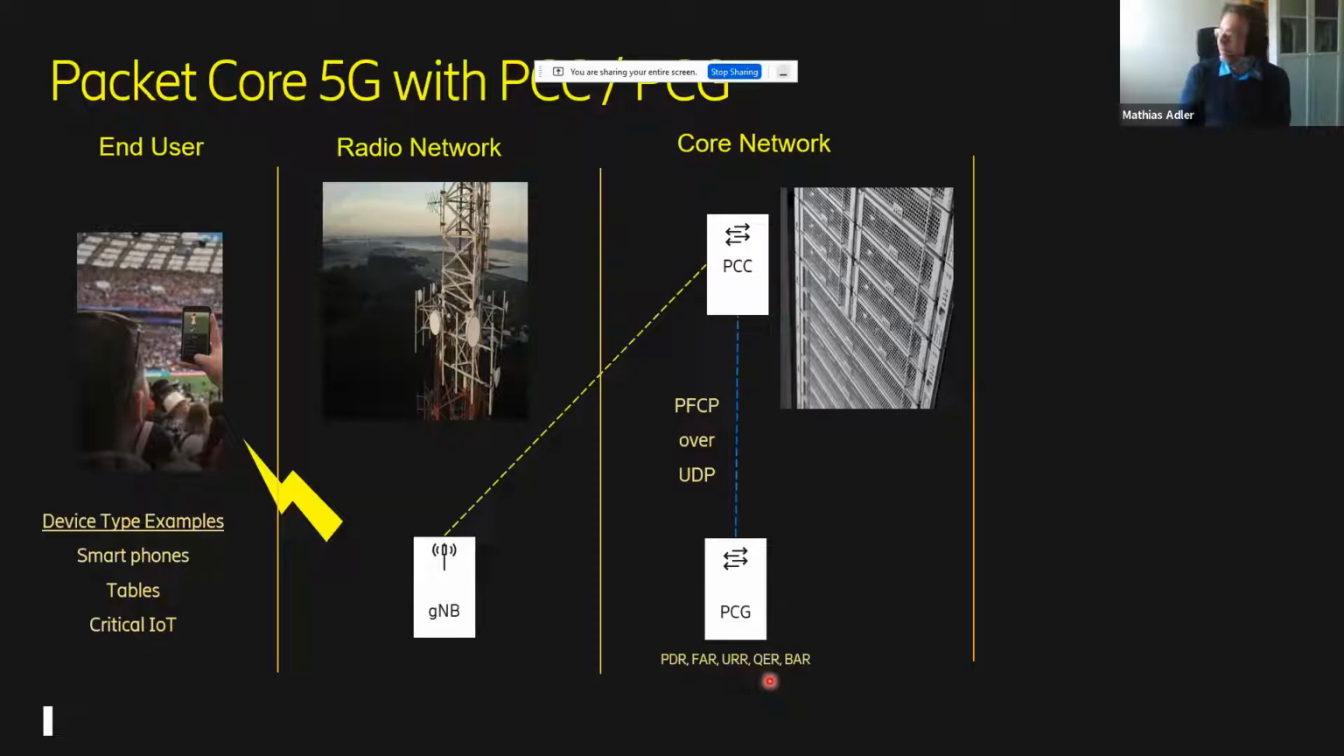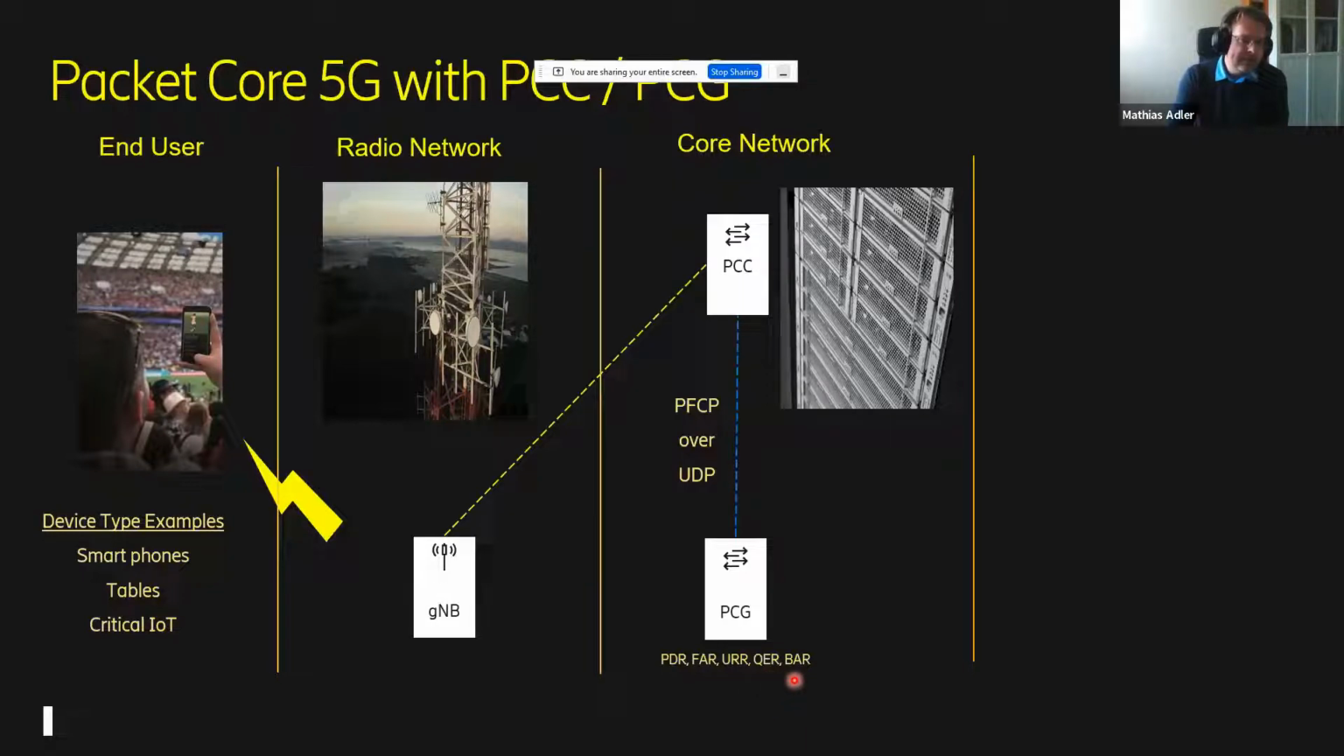Then we have another set of rules, which we call QER, quality enforcement, how to prioritize the traffic in the network and all the switches. So we normally want higher priority for voice than for streaming data.